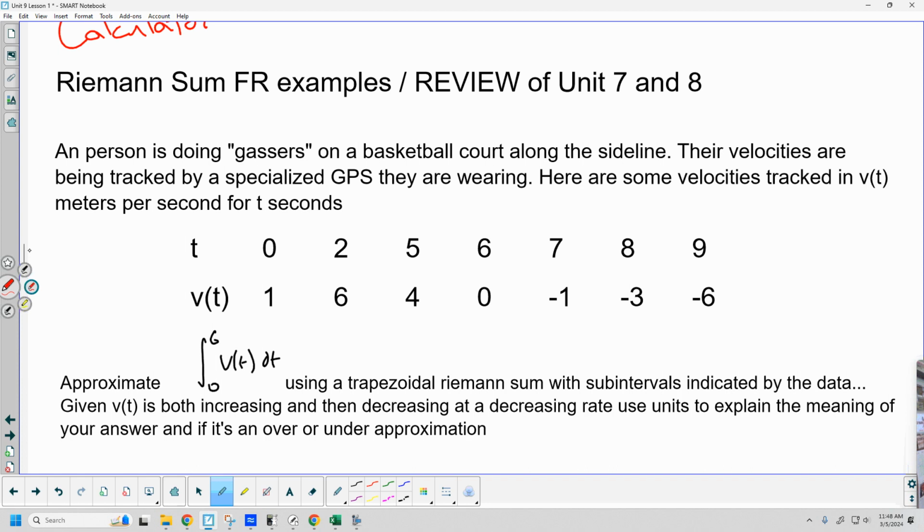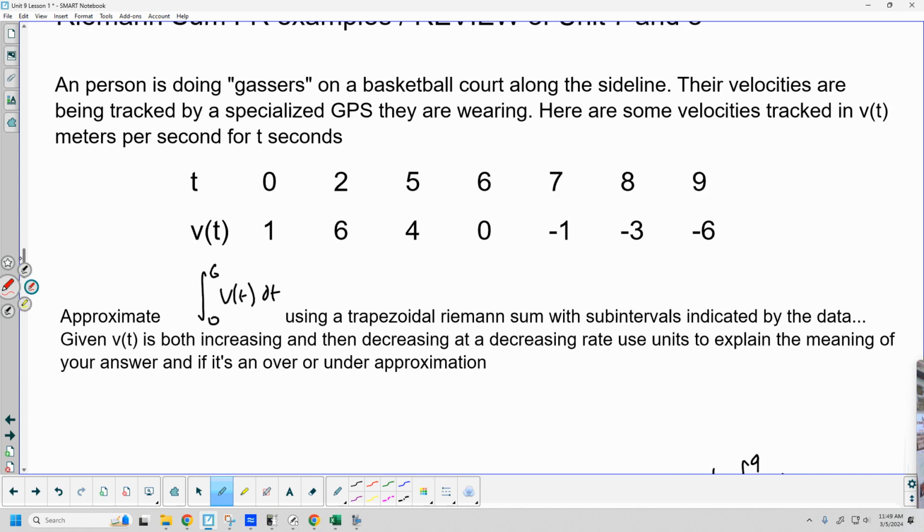So here's the situation. This is Unit 7. This is motion. A person is doing gassers on a basketball court along the sideline. Their velocities are being tracked by a specialized GPS they are wearing. Here are some velocities tracked in meters per second for t seconds. Positive velocity is position increasing. Negative velocity is position decreasing. Approximate the integral from 0 to 6 of v using a trapezoidal Riemann sum with intervals indicated by the data.